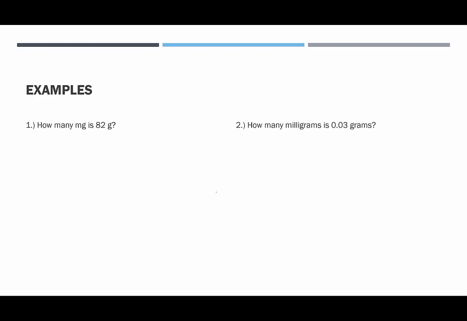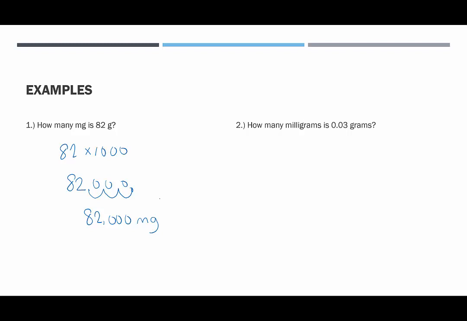Let's look at some examples. How many milligrams is 82 grams? Well, we would take 82 and multiply it by 1,000. You can probably do this in your head, but just in case you can't, we'll go through it, and that's okay. 82, the decimal point starts behind the 2. Multiplying by 1,000 would move it over 3 places to the right, fill in our zeros. So 82 times 1,000 is 82,000. 82 grams is equivalent to 82,000 milligrams.